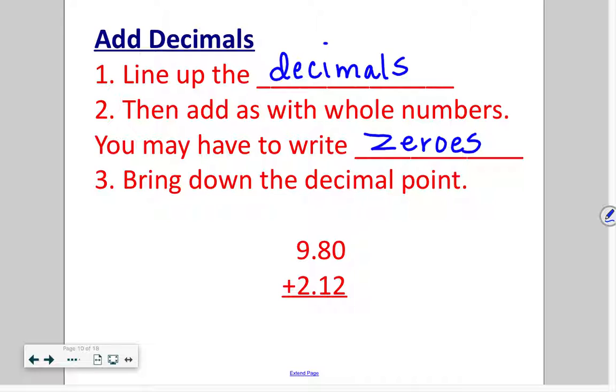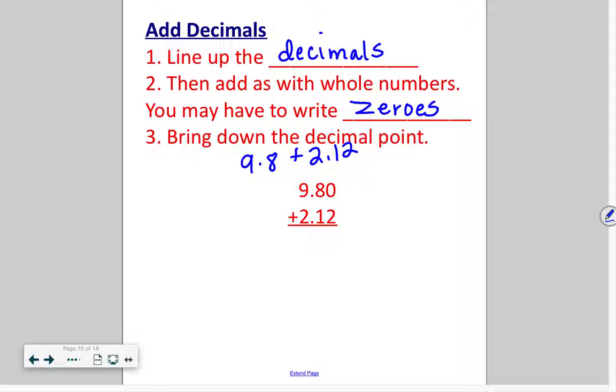If one number has one digit behind the decimal point and another has two or three, you're going to have to put zeros in there. For example, 9 and 8/10 and 2 and 12/100 would have been the original question, correct? But when I rewrite it, because there are 2 numbers behind the decimal in 12/100, I have to make sure I have 2 numbers behind the decimal point in 9 and 8/10. So now, ones places are lined up, decimals are lined up, tenths and hundredths are lined up. What is 0 plus 2? 2. What's 8 plus 1? 9. Bring down the decimal point. What's 9 plus 2? 11. So 11 and 92/100.